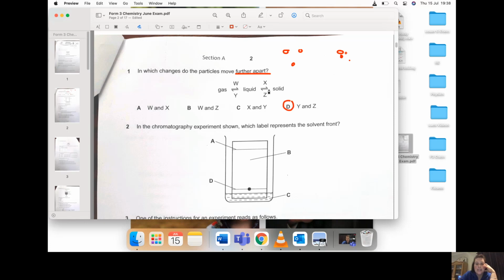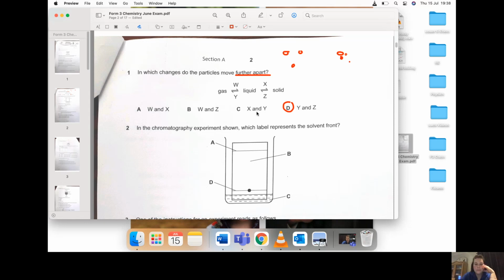Y and Z. You can see that the arrow is going this way, so it's going to the right. That is Y and Z. Your particles are moving further apart.